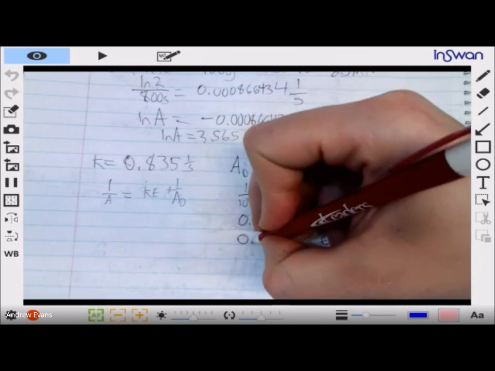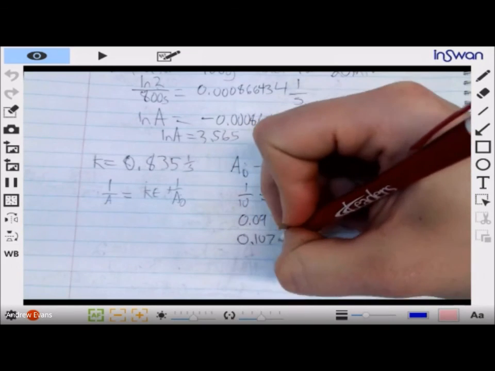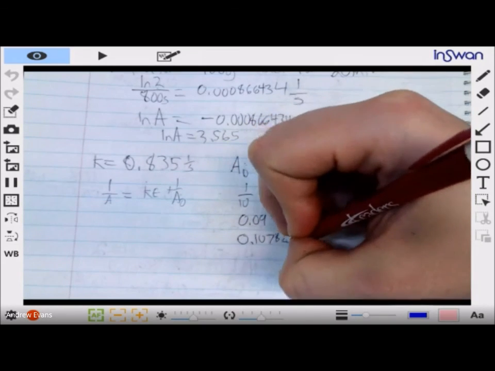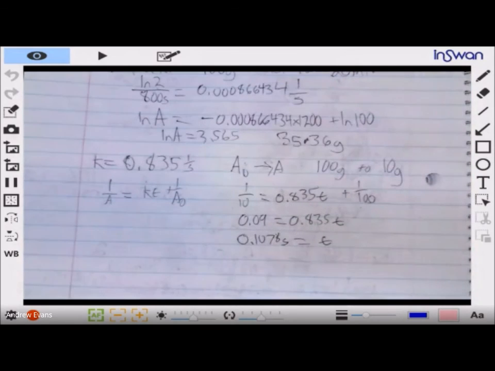The time would be incredibly short, 0.1078 seconds. But that is because k is actually a pretty big number in this hypothetical situation. So 107 milliseconds would be the answer. Those are examples of integrated rate law equations in action.